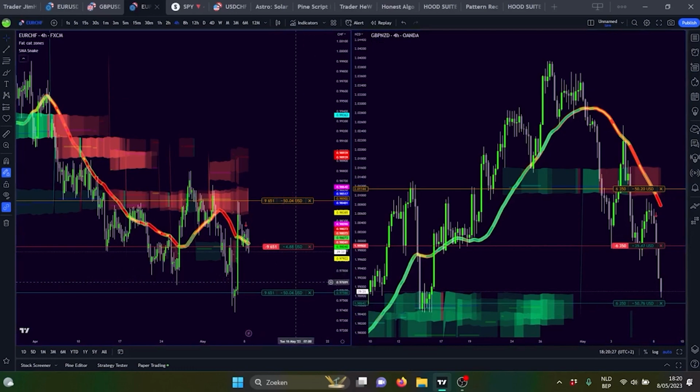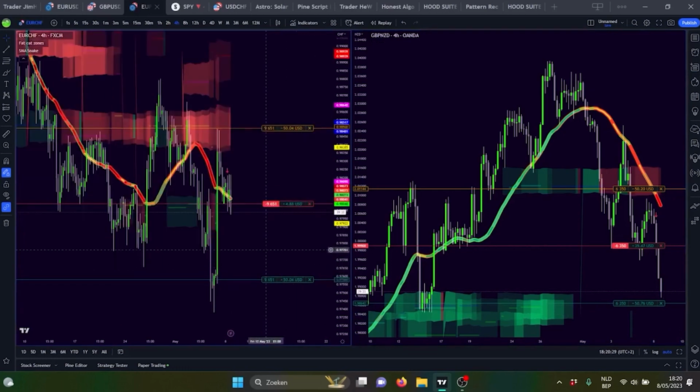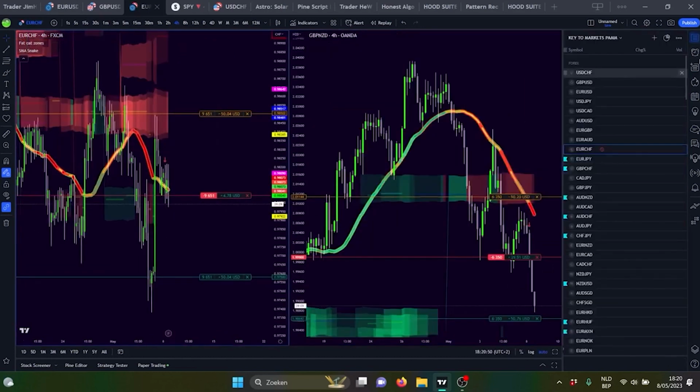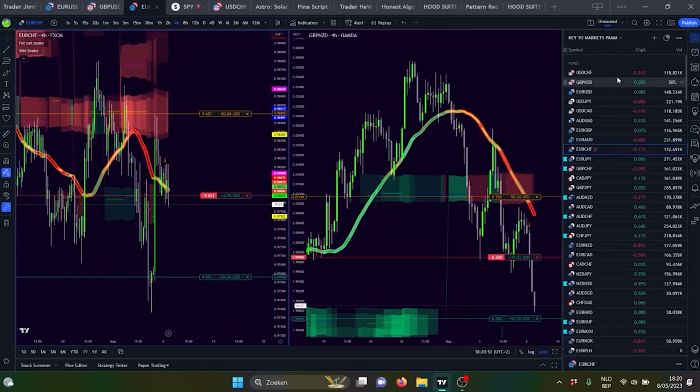Then you have the Euro CHF position. It's been hovering around the entry, but I think once it clears this consolidation, it will just spike to the stop loss or to the take profit. We will see. But the GBP NZD is definitely a winner. It's been going down ever since I entered the position. That's a good one. So let's look for some new opportunities.